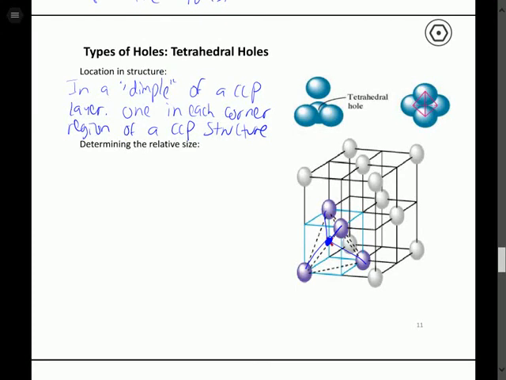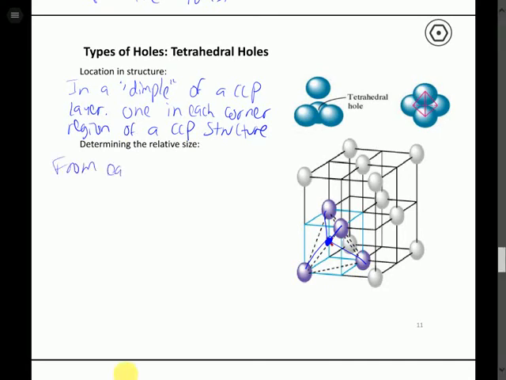And there's going to be a total of 8 of those in the structure, because there's one in each octant, or each quadrant of the cube. There's one in each corner of the cube, and there's a total of 8 of those around the structure.